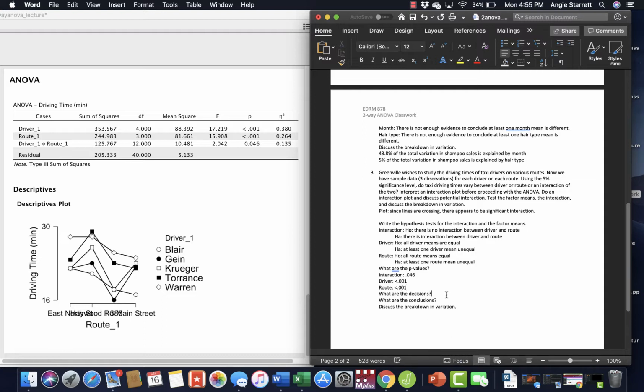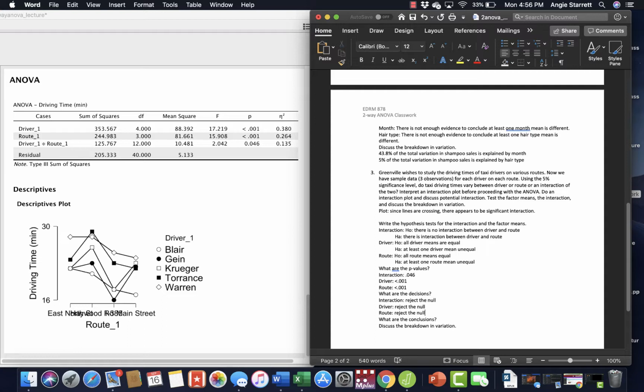All right, what are our decisions? Well, for the interaction, our decision is reject the null. For the driver, our decision is reject the null. And for our route, our decision is reject the null.